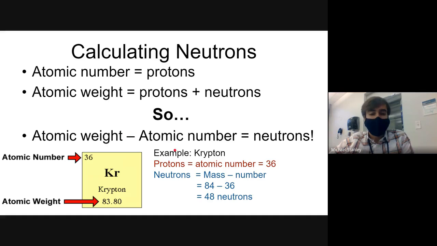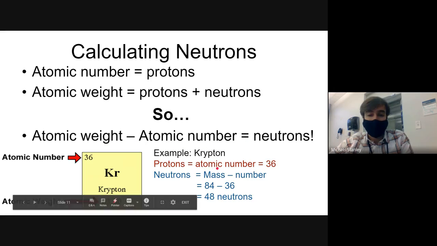And so to find the neutrons, we do atomic weight minus atomic number. In this case, our atomic weight is essentially 84. Our atomic number is 36. And so one atom of krypton has 48 neutrons in it. So it has 36 protons because its atomic number is 36. And it has 48 neutrons because the weight of 84 minus the number of 36 gives us 48 for our neutrons.